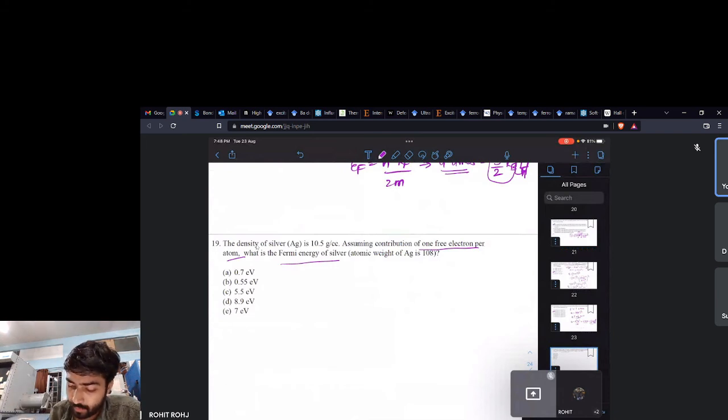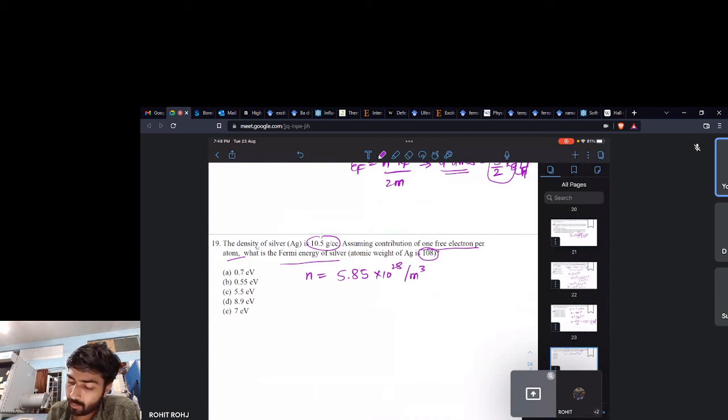So we are given n, we can find out n in the same way. Since this is 10.5 and we have 108, if we work out, n comes out to be 5.85 into 10 to the power 28, a number that is per meter cube. We have converted into this, because we have done it once or twice in between of the solution.